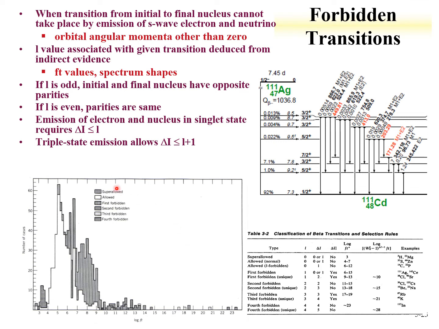Here's an example of a list of radioactive isotopes with their transition classifications and the log ft values. As you see, there's a vast majority which are allowed transitions, and then some first forbidden and very few higher forbidden transitions.